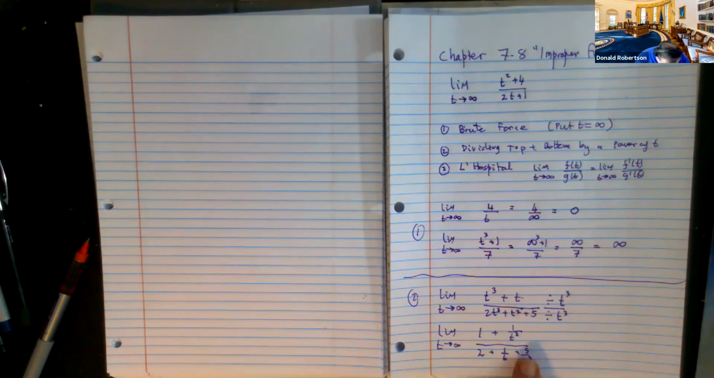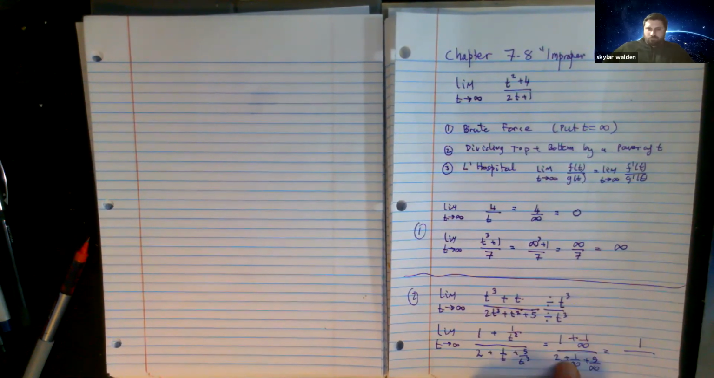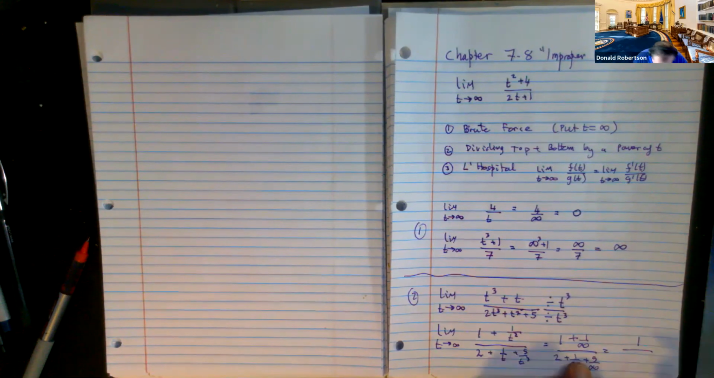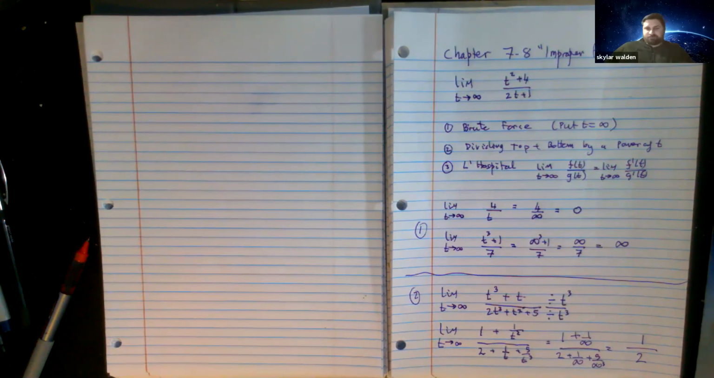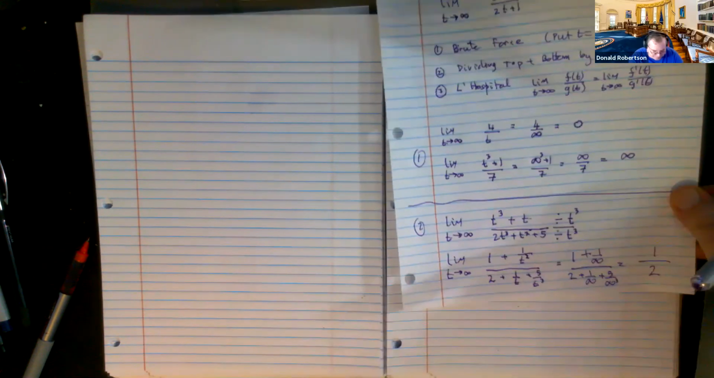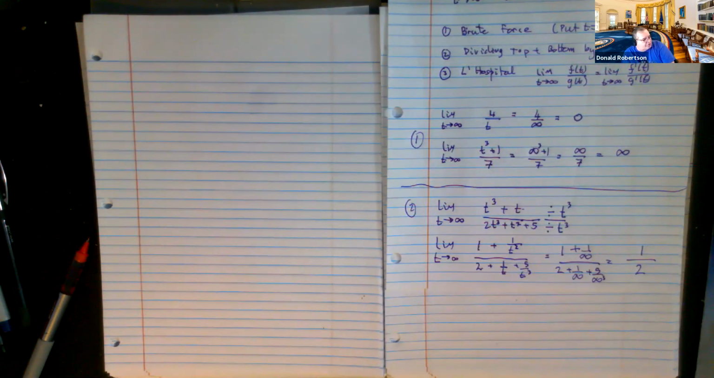Now, once you do that, you essentially then use brute force. So let's see what happens. Isn't 1 over infinity squared 0? So you get 1 plus 0. 2 plus 1 over infinity, which is 0, plus 5 over infinity cubed, which is still 0. So you get 2, and your answer is a half. You see how that one works?